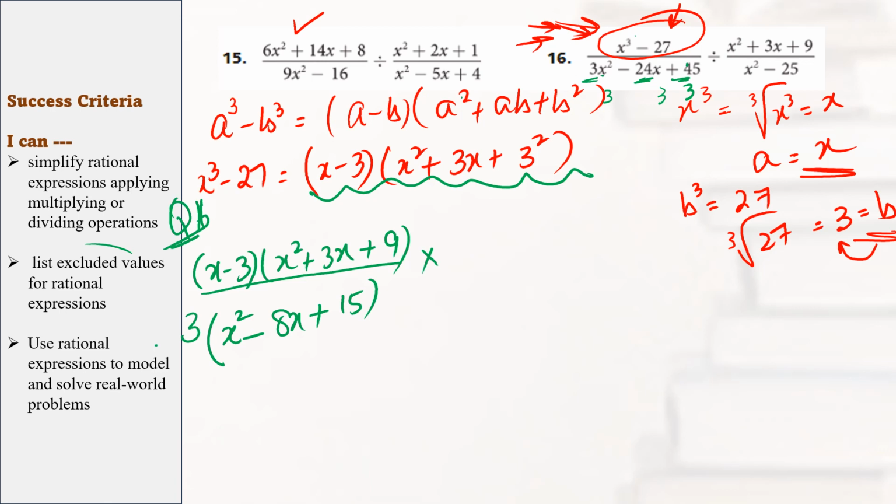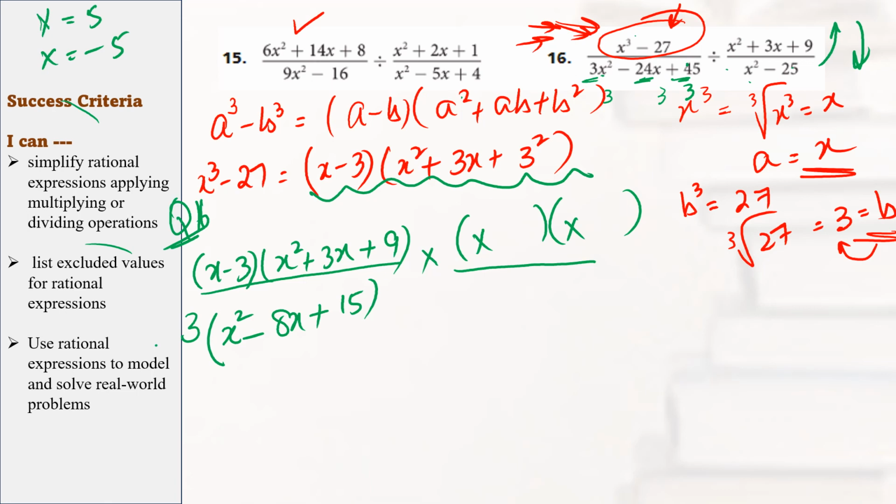Again, divide changes into multiply and I will flip this up and this down. x square minus 25. Write in the calculator 1, 0, negative 25, you will have x equals 5 and x equals negative 5. When we factor, we always change the sign. So plus 5 changes into minus 5, minus 5 changes into plus 5.